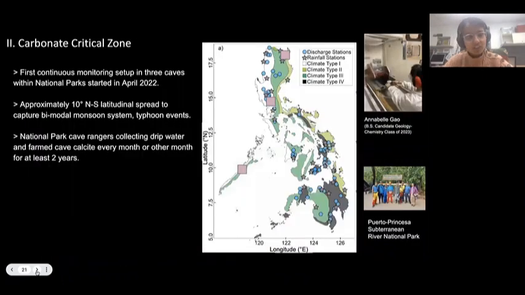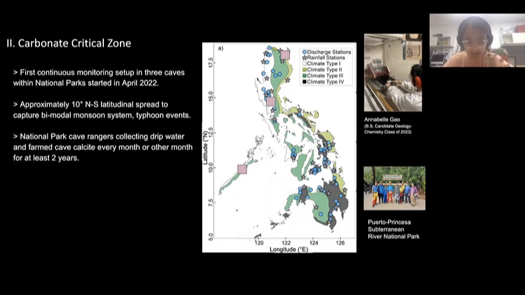I'm going to now talk a little bit about the carbonate critical zone work that we are also doing here at Brown University. So we have set up the first continuous cave monitoring network in the Philippines. We are covering around 10 degrees north to south latitudinal spread by monitoring 3 different cave systems, because again, we are interested in the bimodal monsoon system, where the northern part of the country is impacted by the northeastern monsoon system and the southern part is impacted by the southwestern monsoon. In addition to that, we're also hoping to capture typhoon events that cross above the cave system.